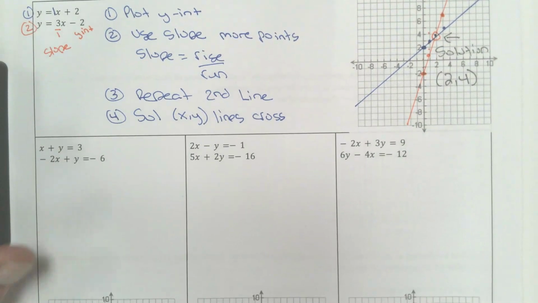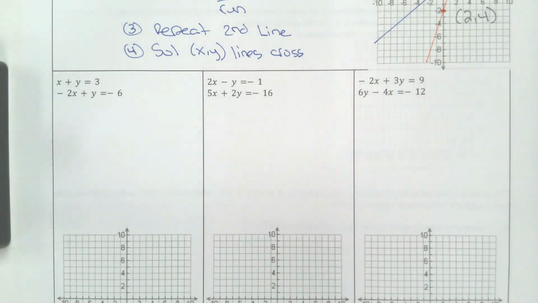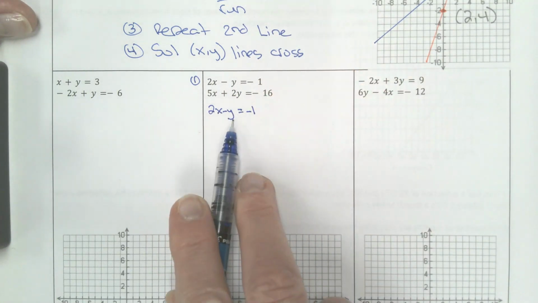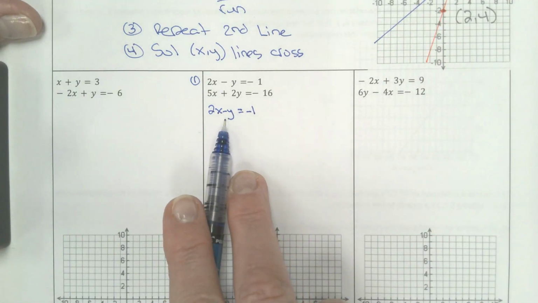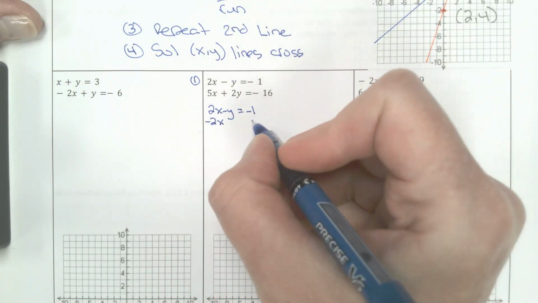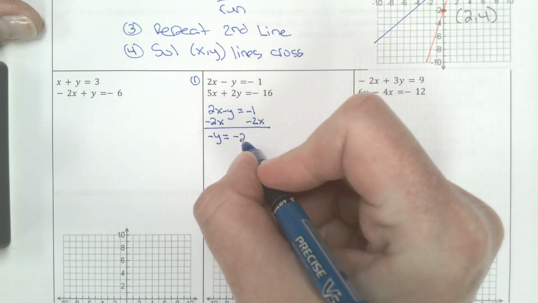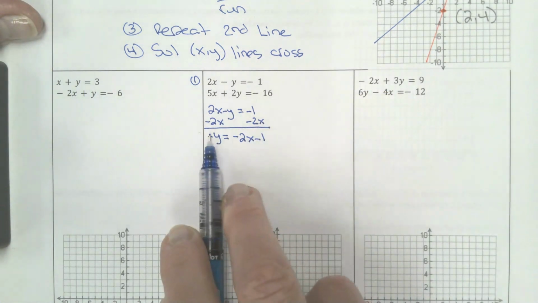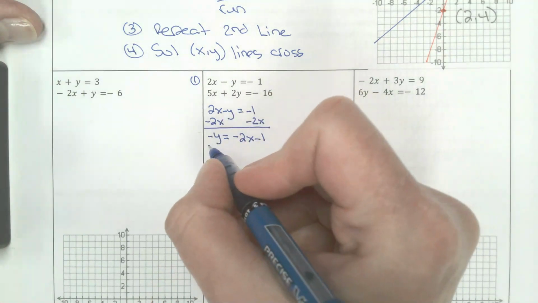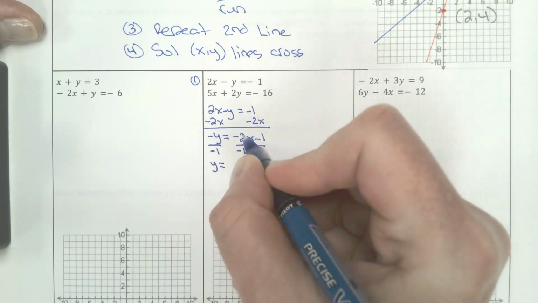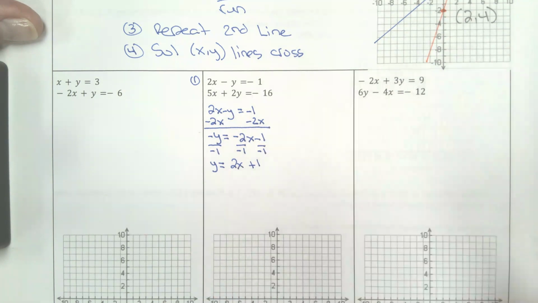I'm going to do a couple more. I'm going to do this middle one. So I have 2x minus y equals negative 1. So on the first one, I had y all by itself. I don't have y all by itself, so that means I'm going to have to subtract 2x to send it over to the other side. So then I have negative y equals negative 2x minus 1. This y still has a coefficient of negative 1. That can't be there, so I'm going to divide every single term by negative 1. Negative divided by negative is positive. That's also positive. That's also positive.